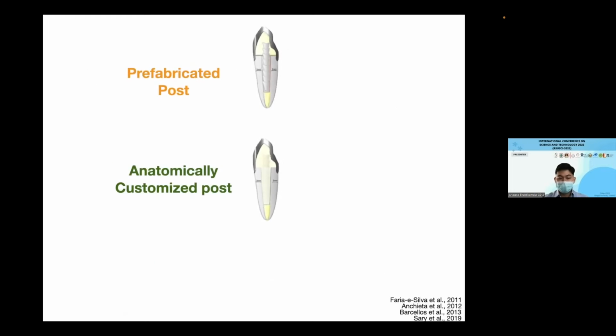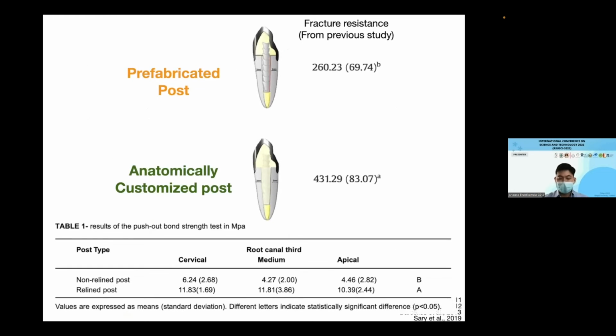Likewise, numerous studies support that anatomically customized posts have a positive direct effect on ETT restoration. The result of this study is aligned with previous studies that anatomically customized posts show increased fracture resistance, and also that superior bond strength is found in anatomic posts when compared to prefabricated posts.